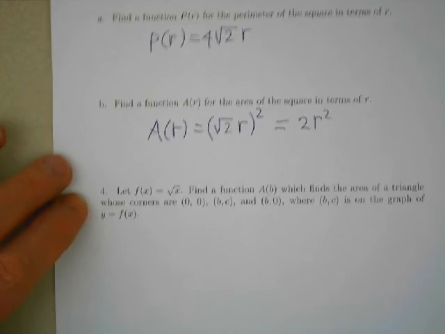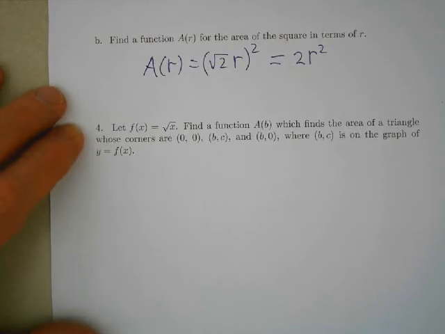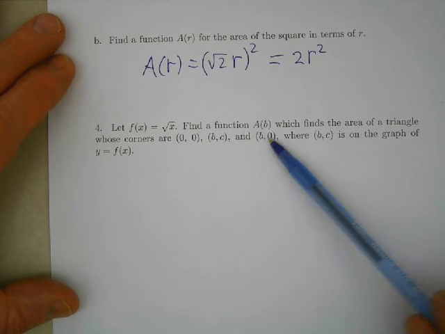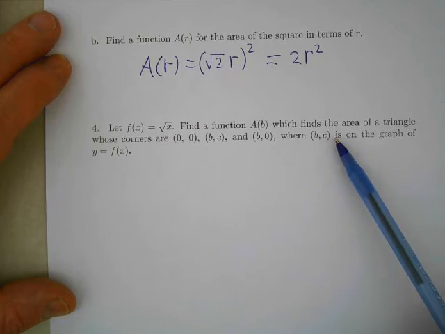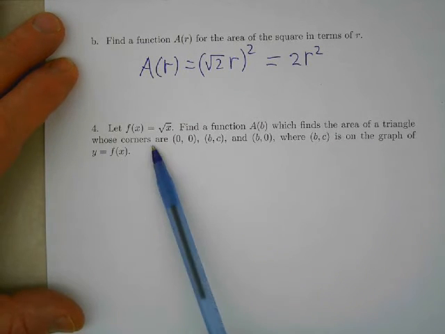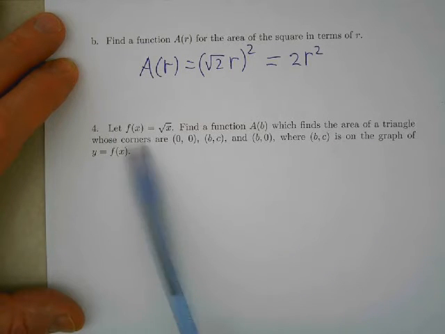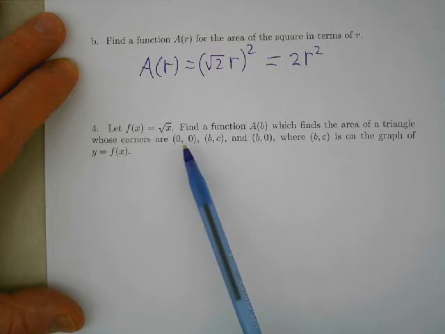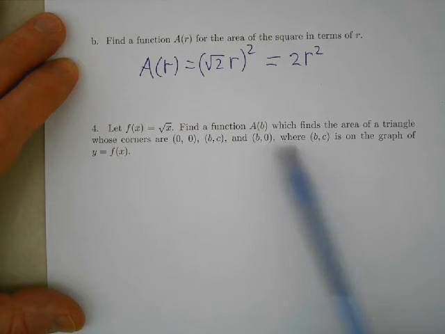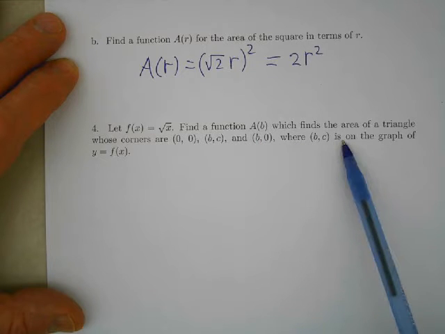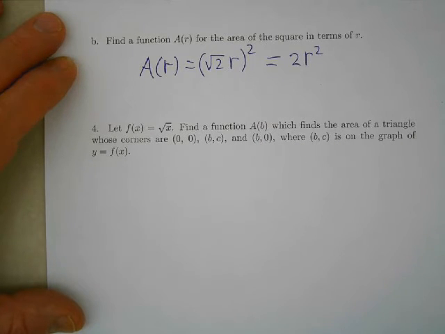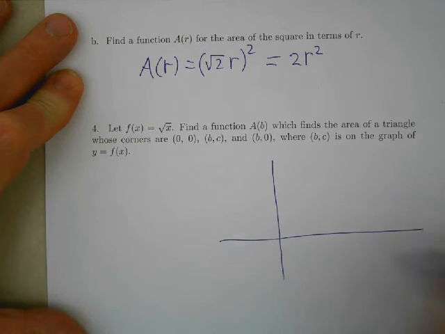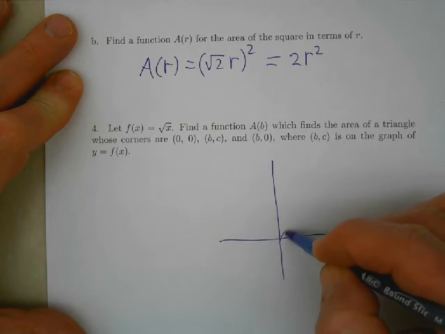Okay, finally in problem 4, let f of x be equal to the square root of x. We want to find a function capital A of b, which finds the area of a triangle whose corners, well, a better word would be vertices. The vertices of the triangle are at (0, 0), (b, c), and (b, 0), where (b, c) is on the graph of y equals f of x.